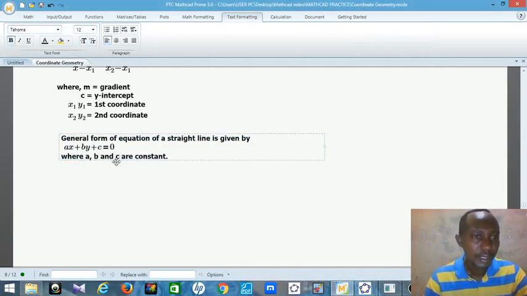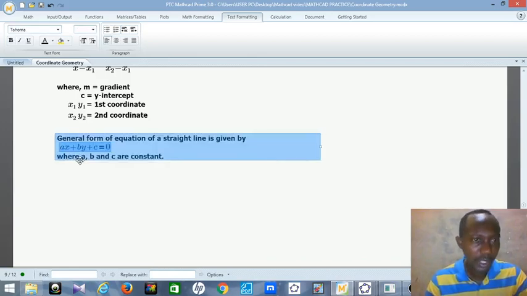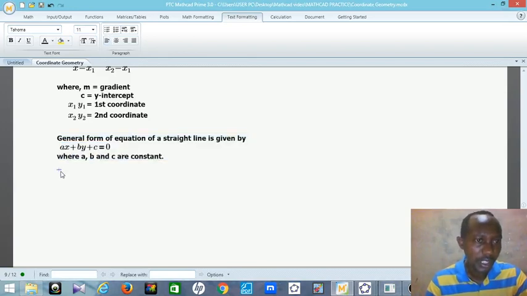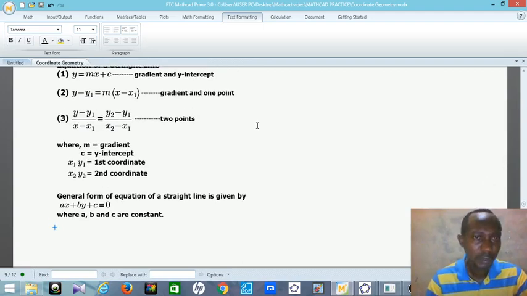Okay, so now that you know how to leave your answer in an equation of a straight line, I think we can go to example now. But before we go to example, as I said the other time, you can leave your answer in any form you want, but it depends on what the examiner wants. So this first equation I have here, this number one equation, y equals mx plus c.